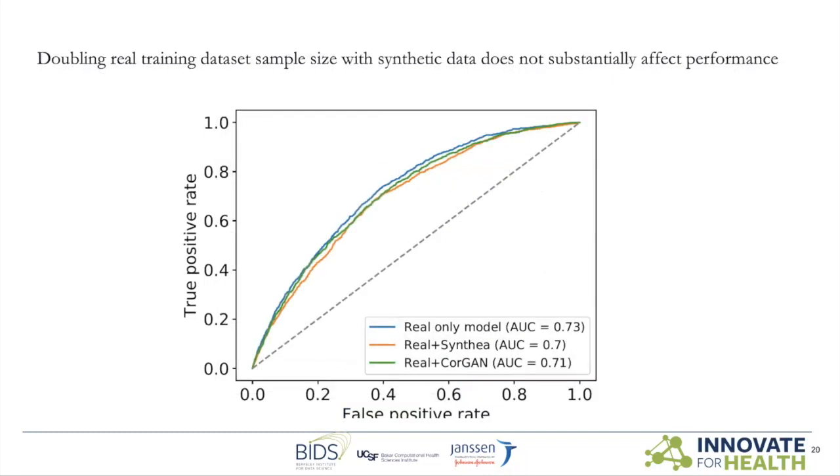So first, augmentation. We did something very simple at first and just doubled the real training size by adding synthetic data of the same size. Unfortunately, in this case, it doesn't seem to improve performance at all. I think perhaps if we had a much smaller sample size, we would have seen increased performance. But in this case, augmenting with synthetic data did not seem to increase performance.